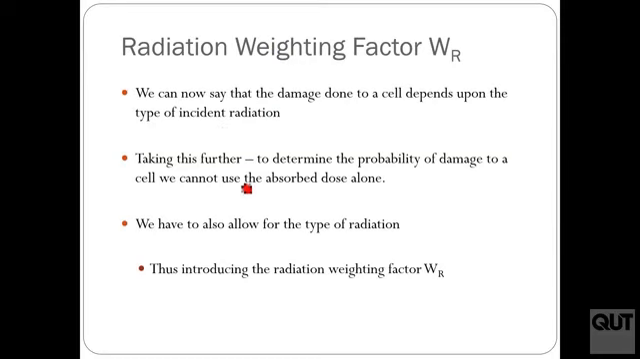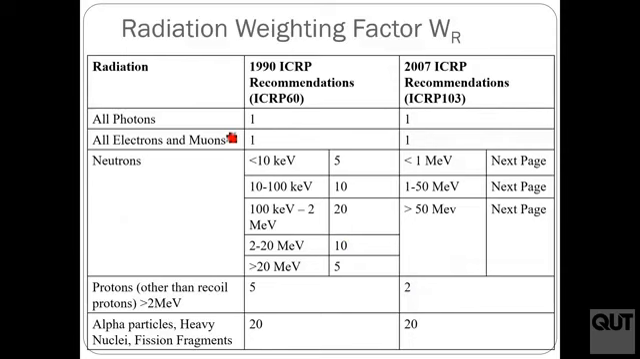So we can say that the damage done to a cell depends on the type of incident radiation. So we can take this further. We can't actually use the absorbed dose anymore because we have to know what the type of radiation was. So we have to introduce what's called a radiation weighting factor, given by WR. Now here's the radiation weighting factors given in ICRP recommendations. 1991's on this column, 2007 in this one. So there's a few changes.